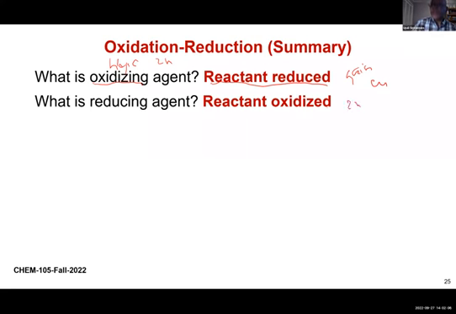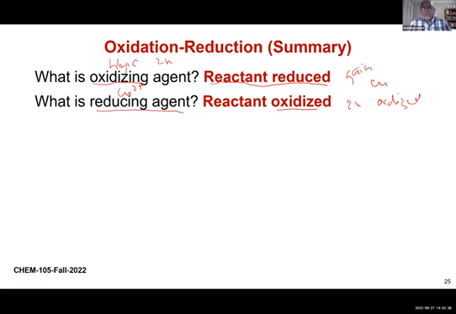Zinc is oxidized. It is helping copper 2+ get reduced. Therefore, the one that gets oxidized acts as an agent for reducing. The one that is reduced helps in oxidizing another compound.